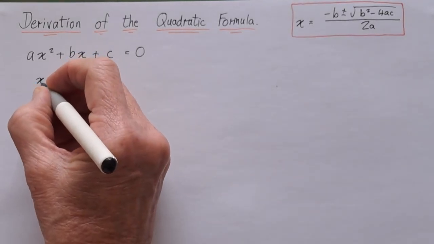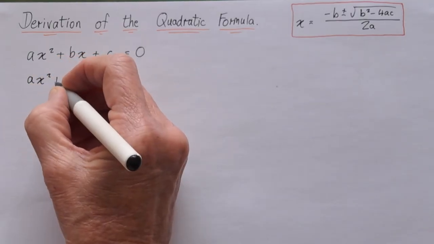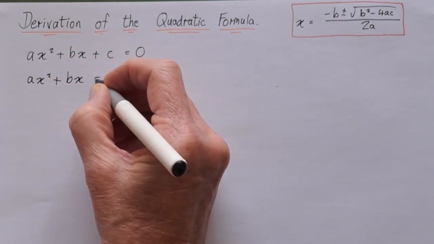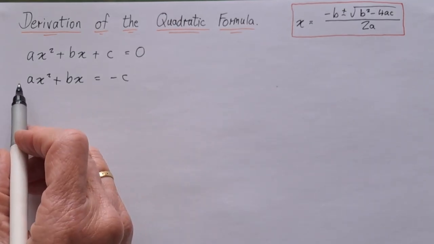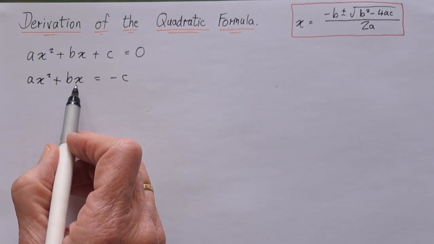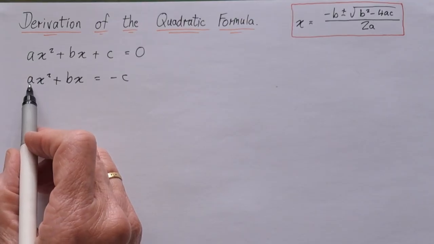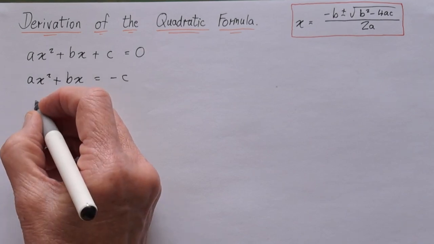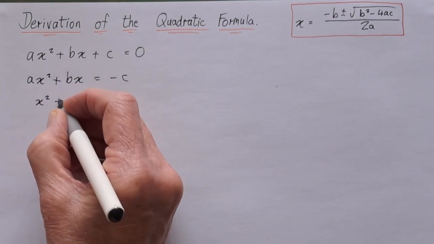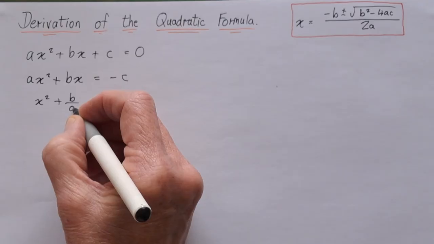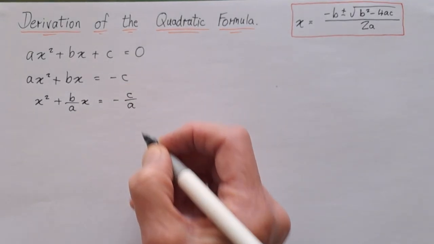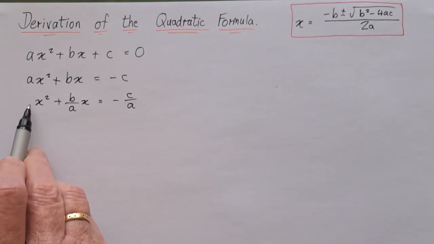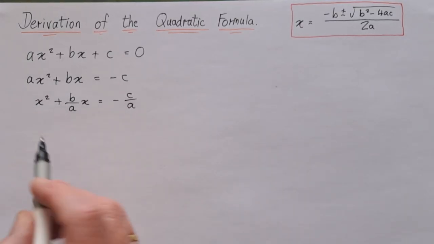So we're simply going to take it across. And that, of course, will become negative c. And then we're going to need to divide through by a, because we can't have a coefficient other than 1 for our x squared. So this is going to become x squared plus b over a x equals negative c over a. And now, because we've got a coefficient of 1 there, we're able to complete the square on that.